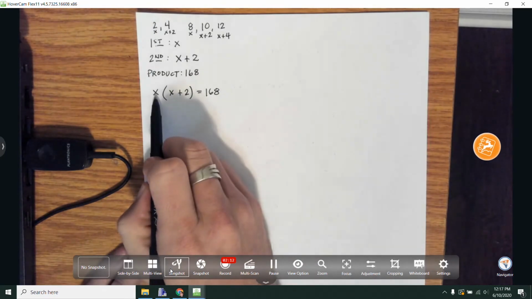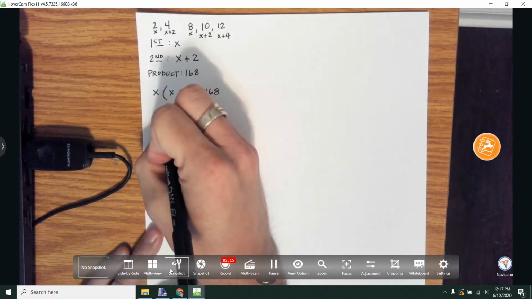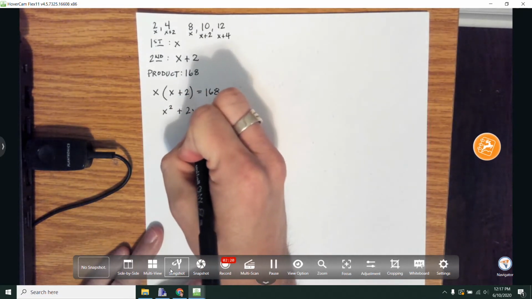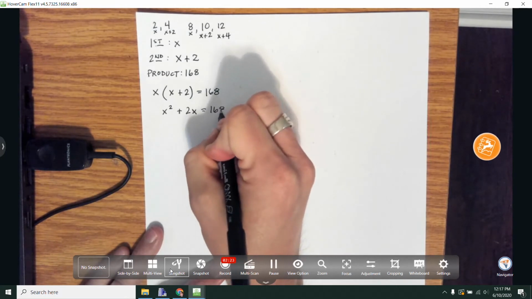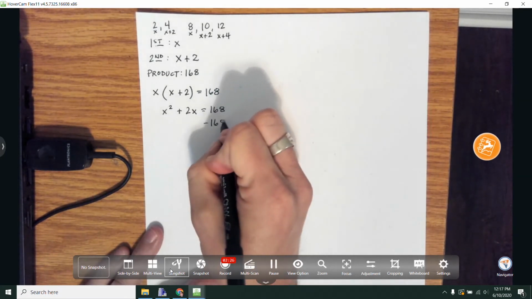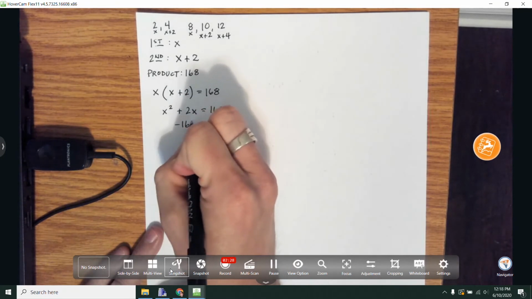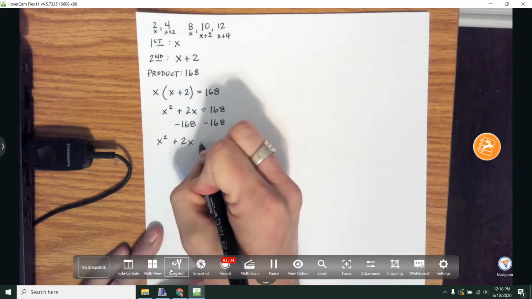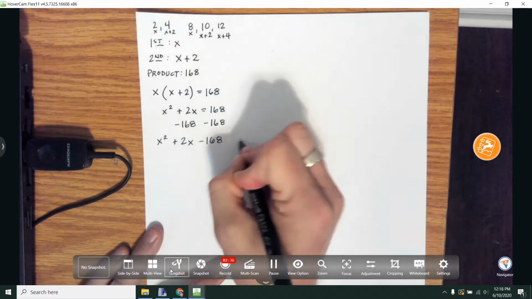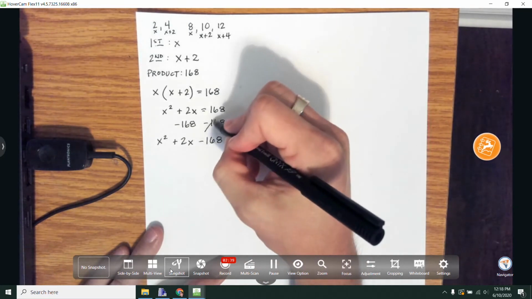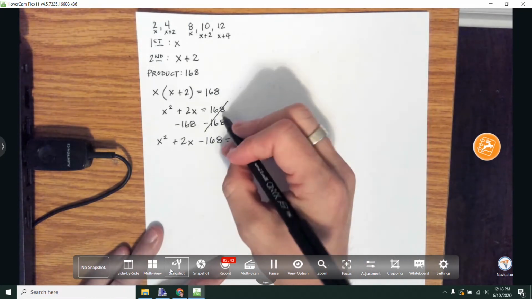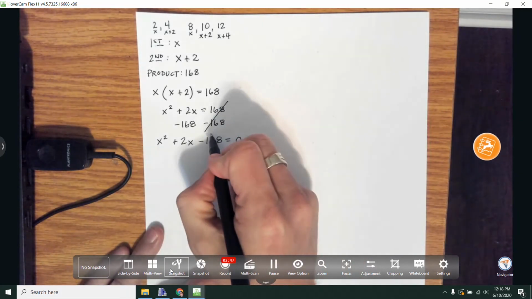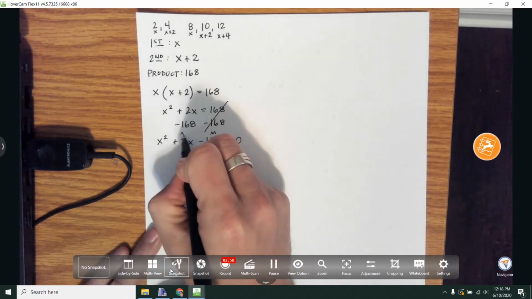Now we're going to go ahead and distribute this x. X times x is x squared. X times 2 is 2x. This still equals 168. We're going to subtract this 168, so we get x squared plus 2x minus 168. And now on this side, since these were opposites, when we did the subtraction, this leaves us 0 on this side. So we're looking for something that multiplies to give us negative 168 and adds to give us 2.